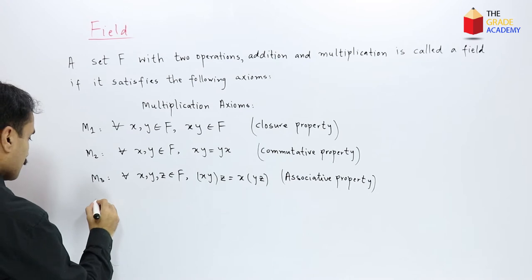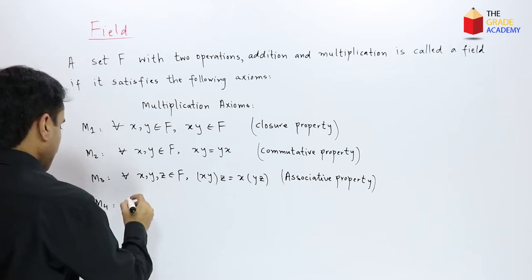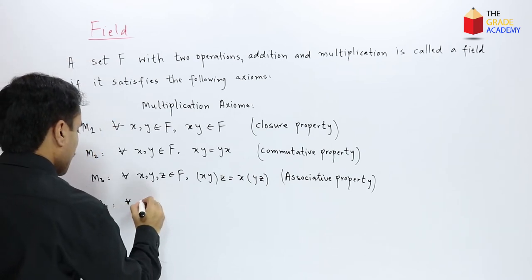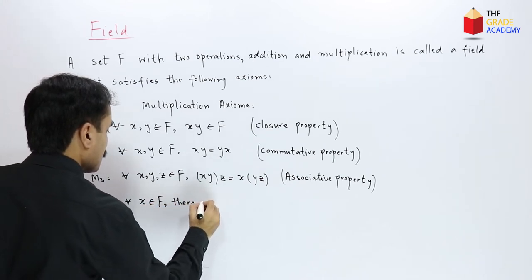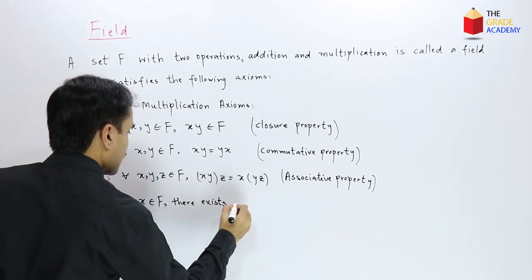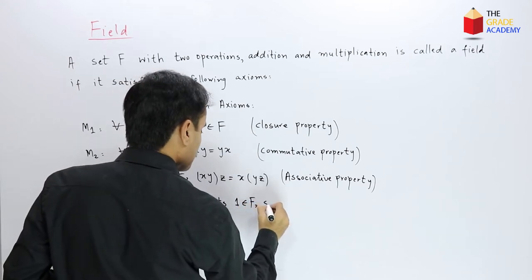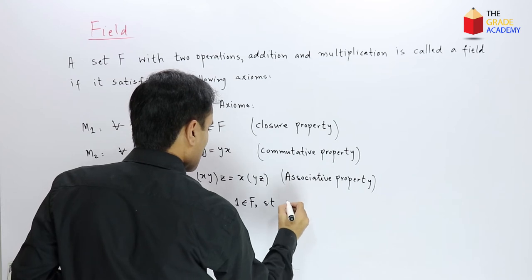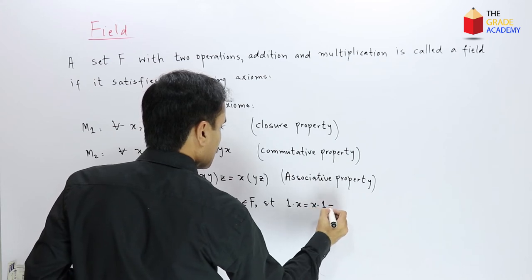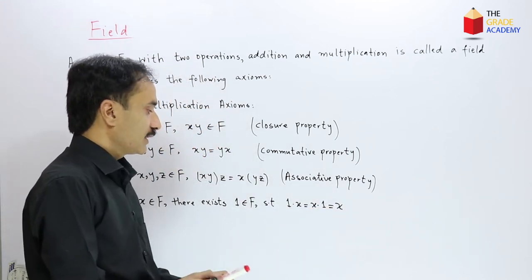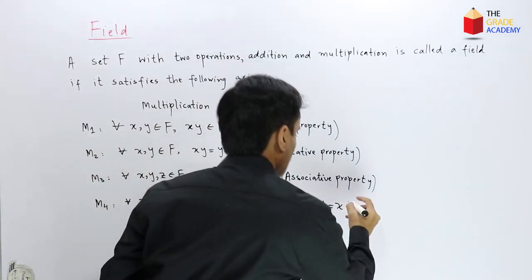And the fourth multiplication axiom is that for all x belonging to F, there exists an element 1 belonging to F such that 1 times x or x times 1 is equal to x. Here 1 is called the multiplicative identity, and this axiom is called multiplicative identity exists.